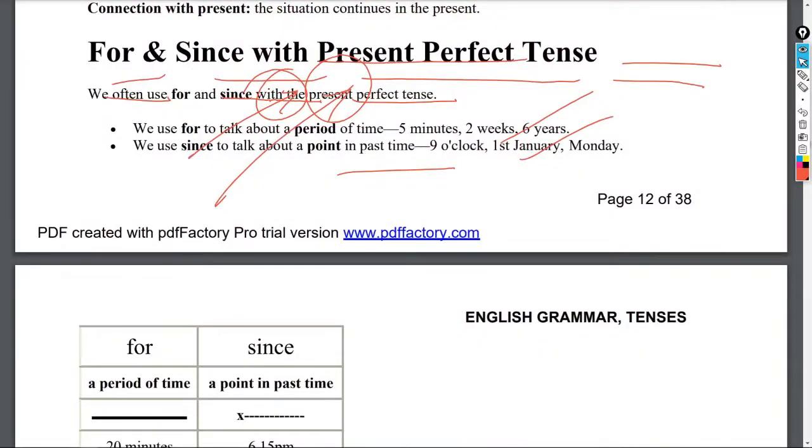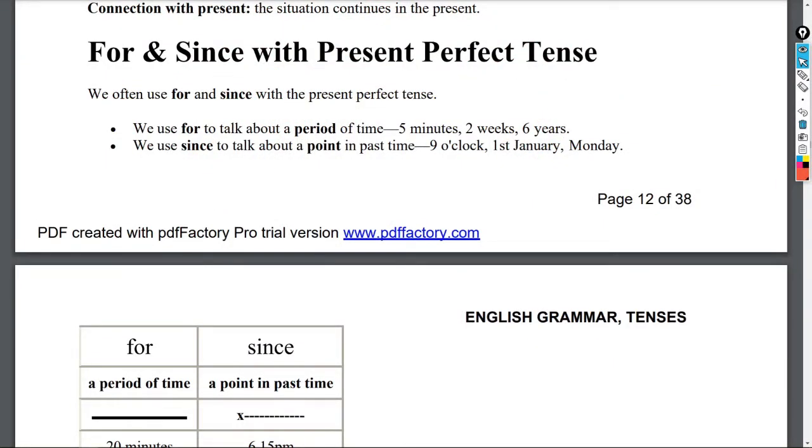Then let us continue. Let us see these uses. We use for to talk about a period of time. We use, now see, period of time and point of time. How is it used in the present perfect tense? For means period of time, since means a point of time. So period of time: 5 minutes, 2 weeks, 6 years. Point of time: 9 o'clock, 1st January, Monday. So, these are points of time.